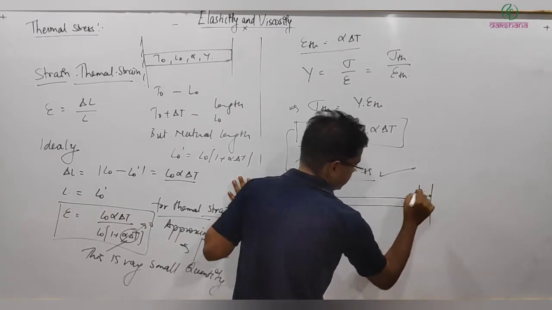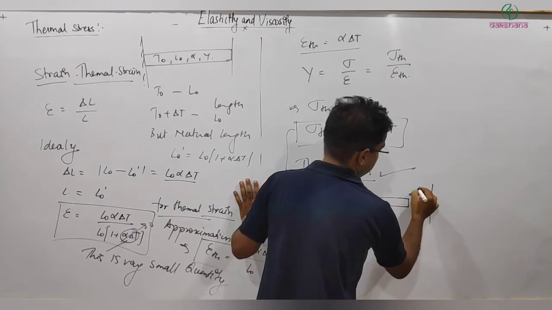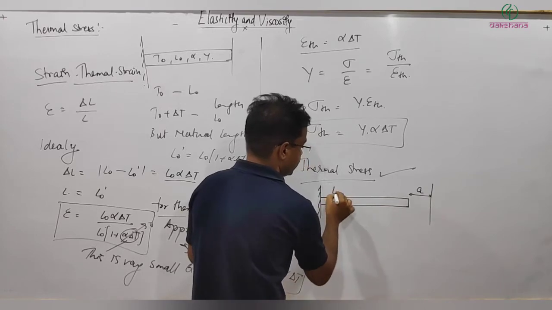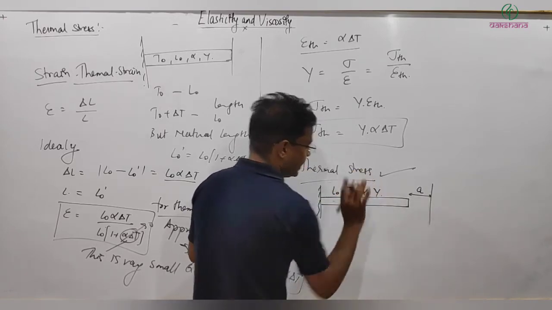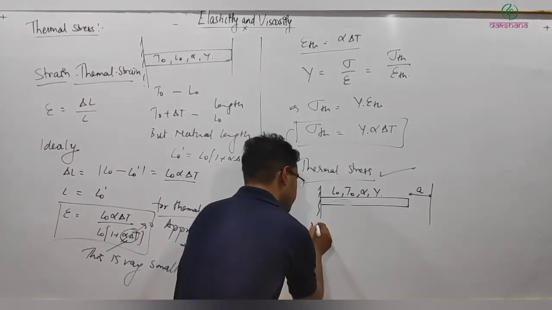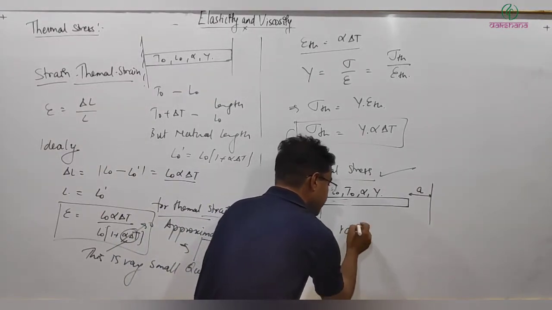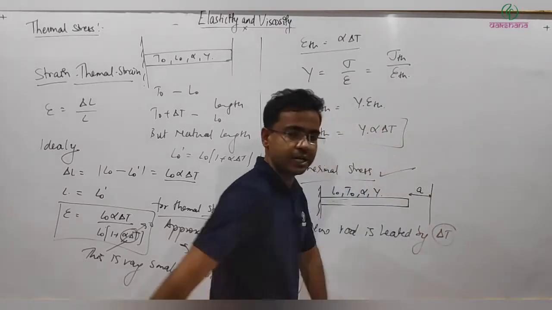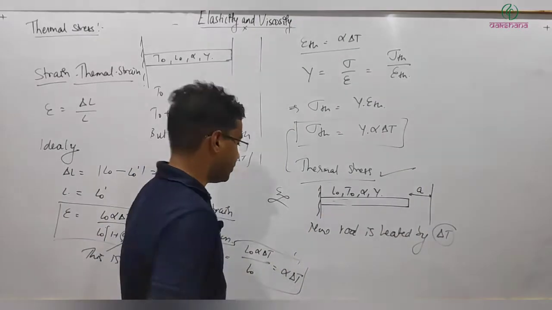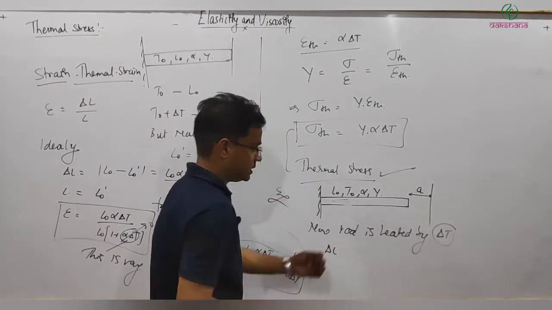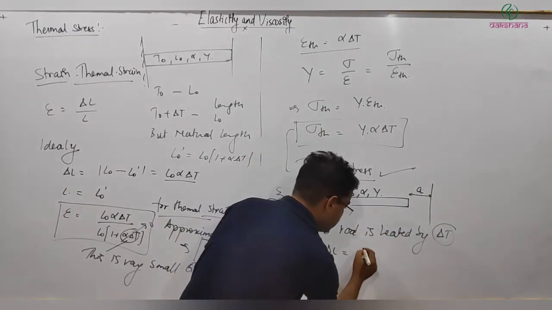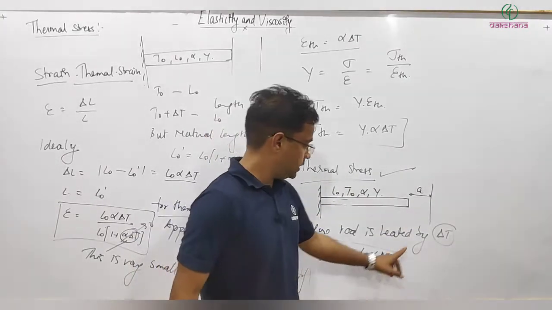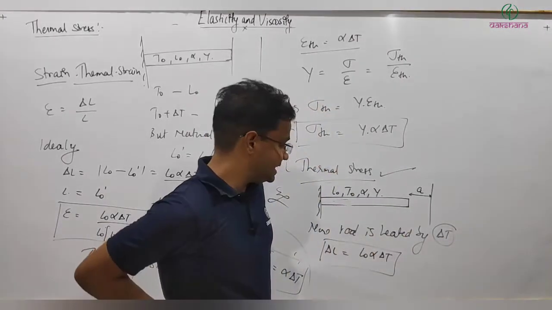This gap is A, some gap, and the rod length is L0, temperature T0, alpha, Y, everything is there. Now the rod is heated by delta T, so the temperature rises by delta T. Now what will happen actually? The rod will start expanding, so the change in length is equal to L0 alpha delta T. This will be the expansion if the rod is heated by delta T.